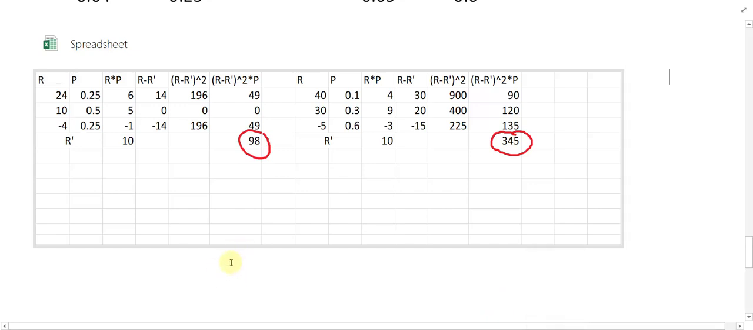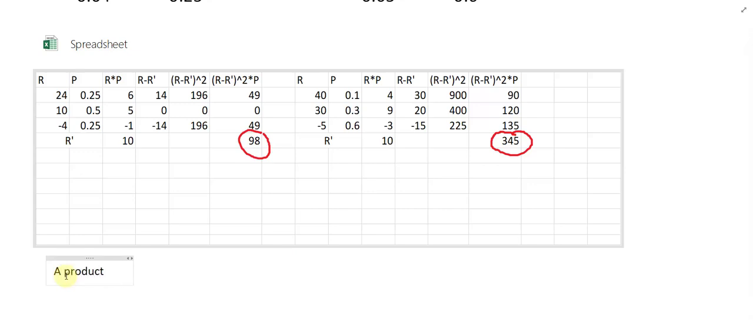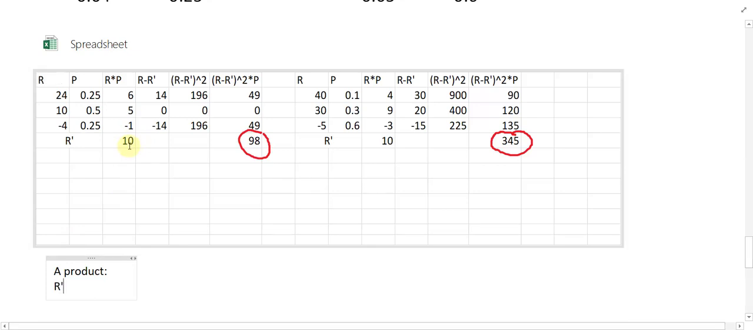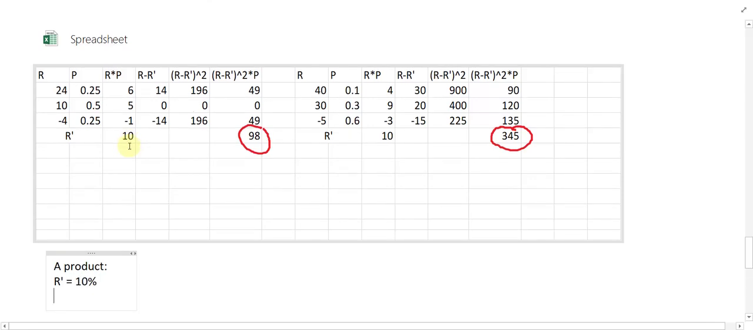First of all, let us do it for the A project. These are the information for A product. First of all, expected return is mentioned here, right? So you can mention R bar is equal to 10%. R bar is equal to 10%.